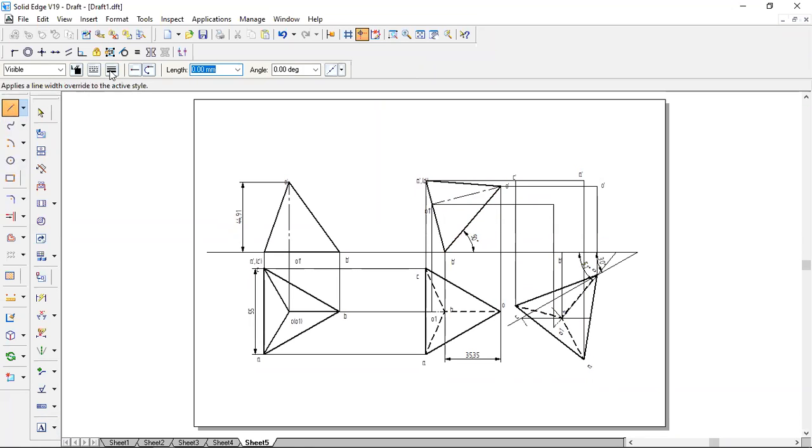Next, what you need to do is you need to draw the boundary view. So boundary view should be drawn, starting from C dash. Starting from C dash, you can go to B dash, then to O dash, then to A dash, then to C dash. So this is the outer view of this tetrahedron.